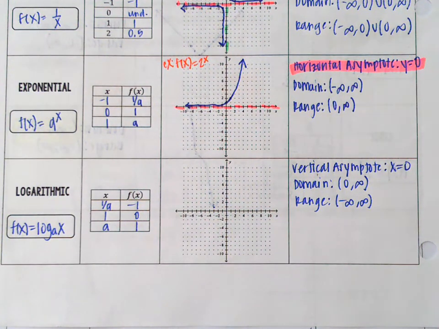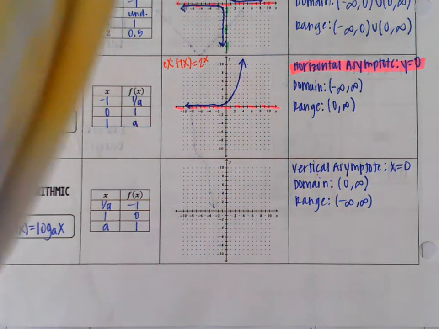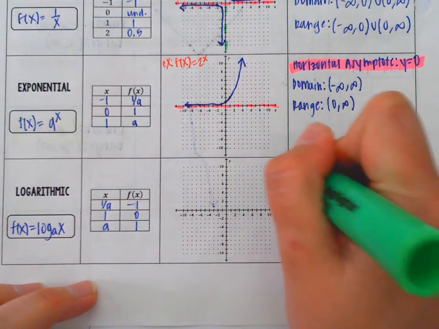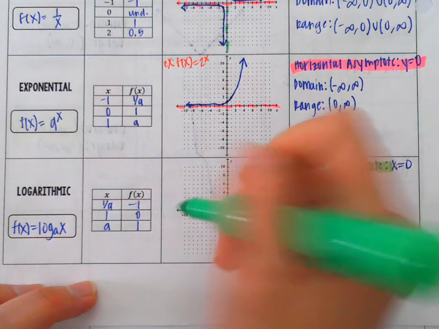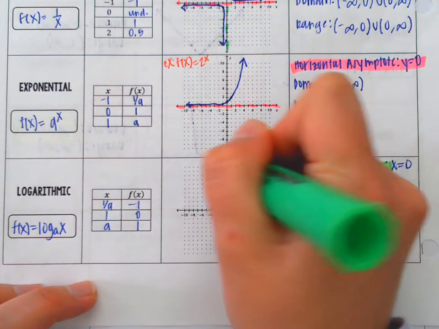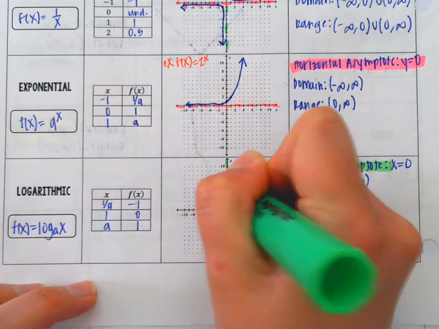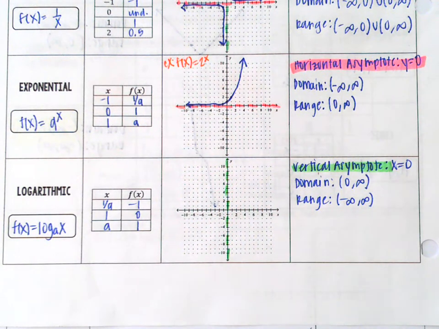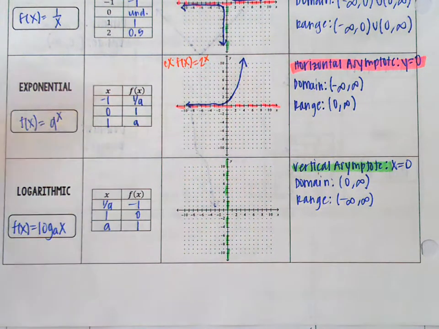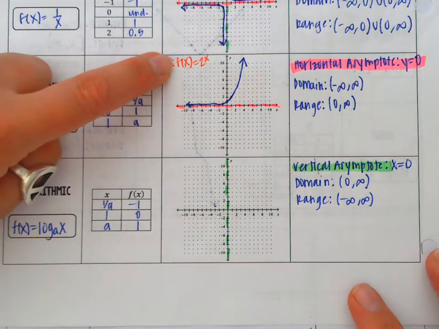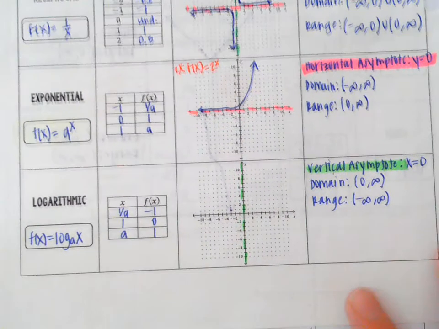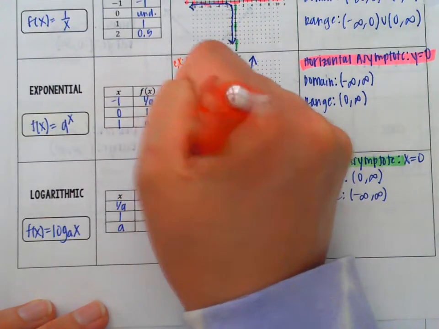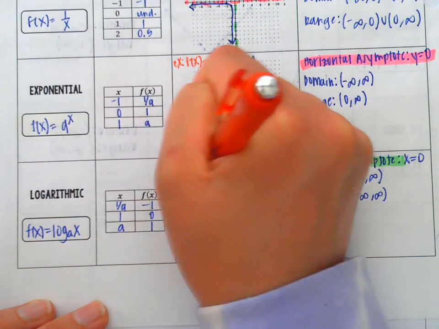So I'm going to first graph in my vertical asymptote to start with. My vertical asymptote is a vertical line at x equals 0, which is here. And so what I'm going to do is, just like up here, I graphed with a base of 2, I'm going to graph with a base of 2 also. So log base 2 of x.